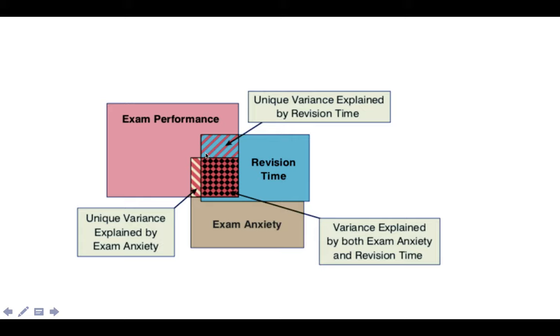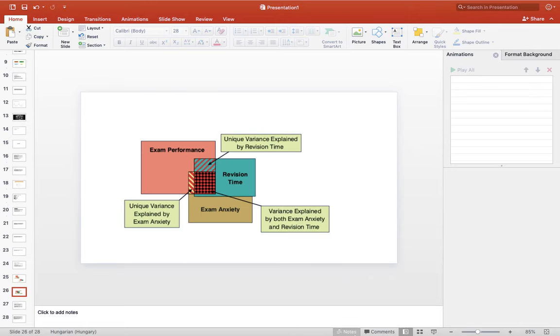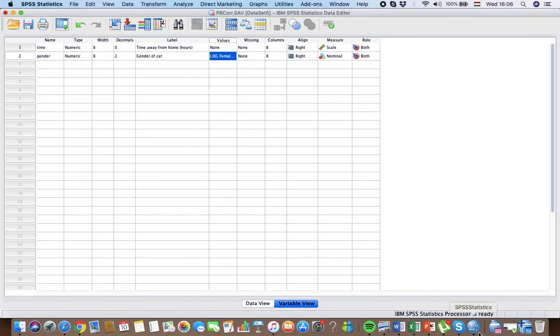What we would like to see is the unique relationship between exam performance and exam anxiety, because at the moment we only see these three being put together. So if you remove the portion of variation that is also shared by revision, then we get a measure of unique relationship between exam performance and exam anxiety. And if you have several variables, it is a very wise thing to do.